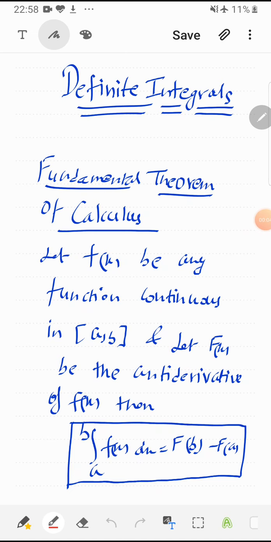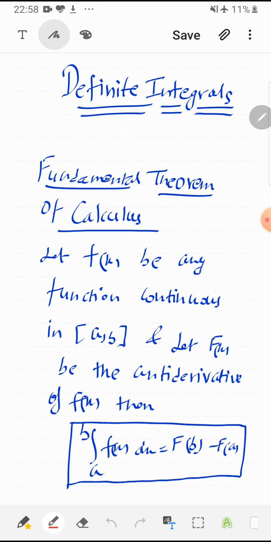Hello students, today we are going to discuss definite integral. Definite integrals are a practical form of integration. So in this topic we are going to understand how definite integral works. First thing is the fundamental theorem of calculus.